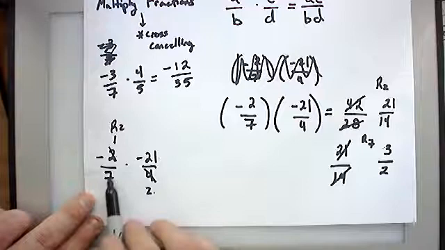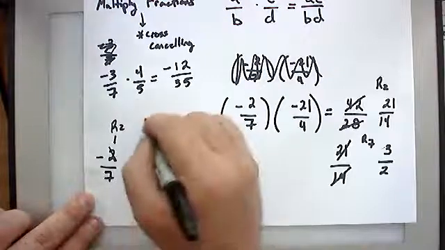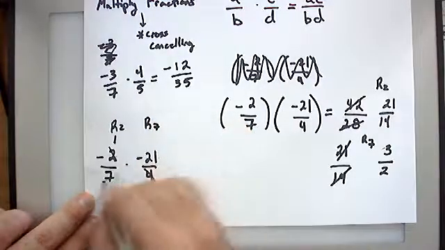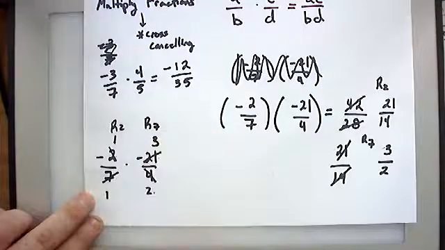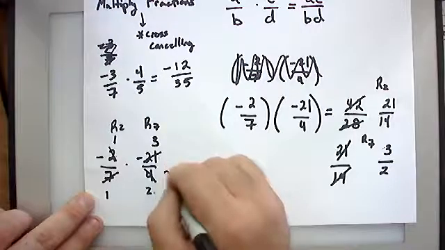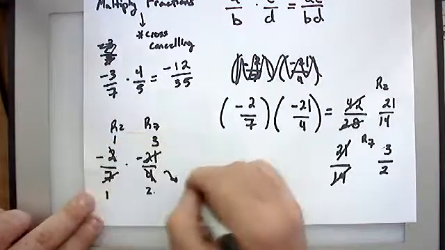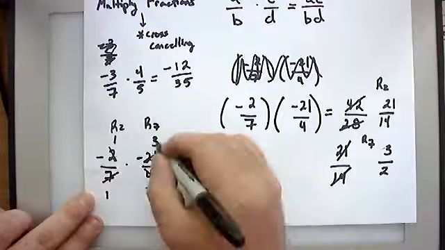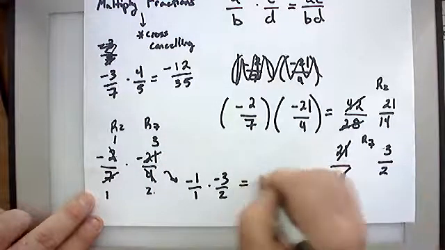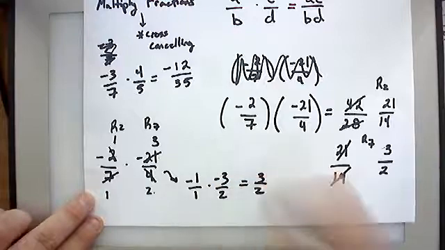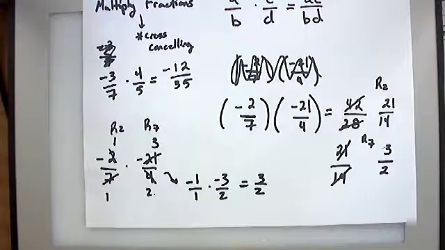You might also notice that 7 and 21 can work, so we can reduce by 7. 7 goes into 7 once, and 7 goes into 21 3 times. You probably would want to rewrite these now. So what you have is -1 over 1 times -3 over 2. -1 times 3 is -3, and 1 times 2 is 2. And you got the same answer we did just a minute ago.